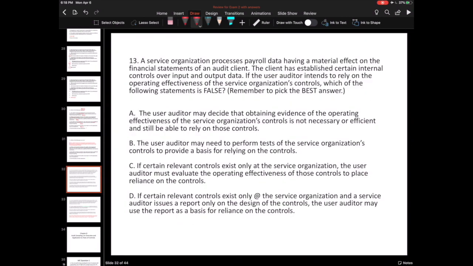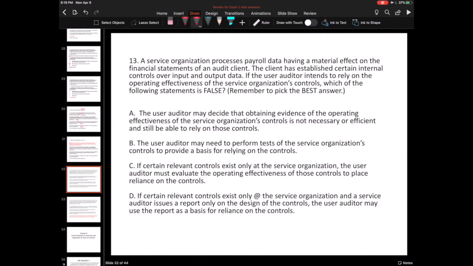A service organization processes payroll data having a material effect on the financial statements of an audit client. The client has established certain internal controls over input and output data. If the user auditor intends to rely on the operating effectiveness of the service organization's controls, which of the following statements is false? Okay, so remember we had one slide on service organizations.